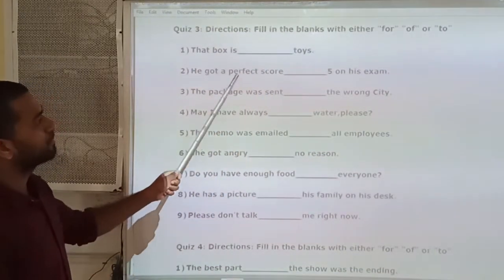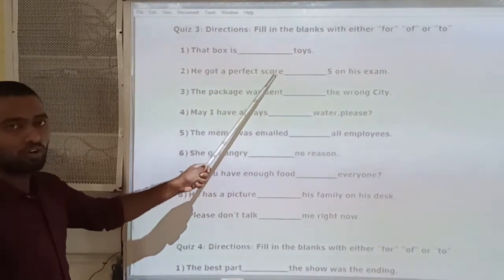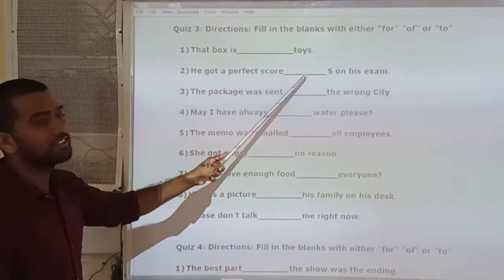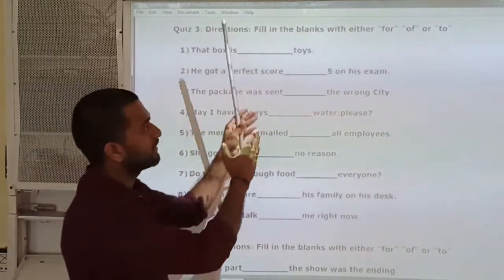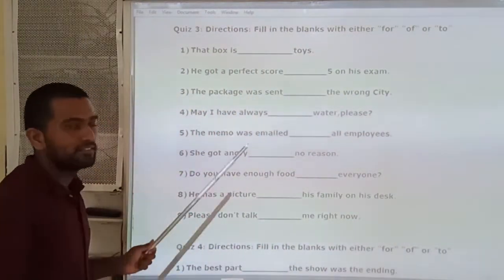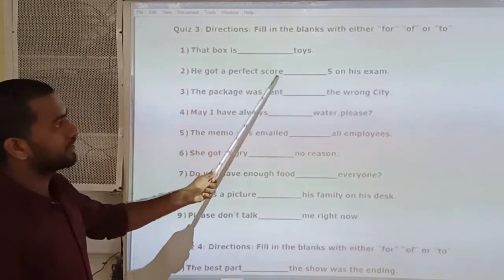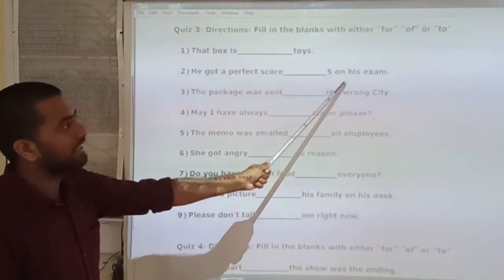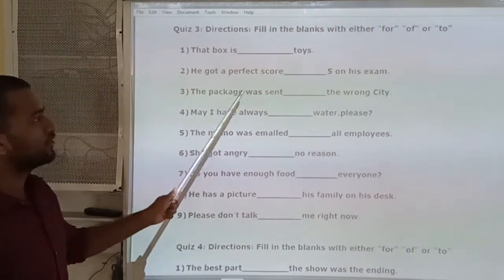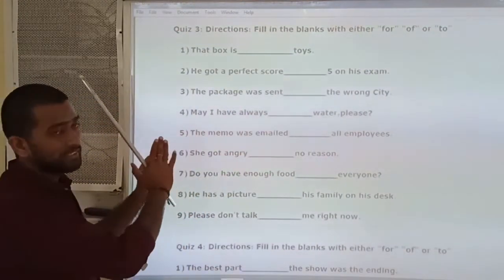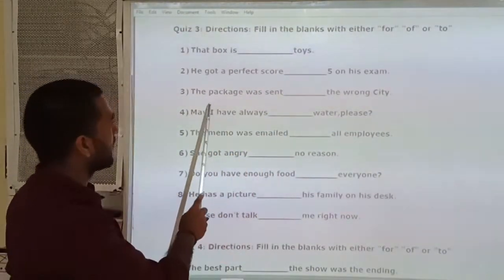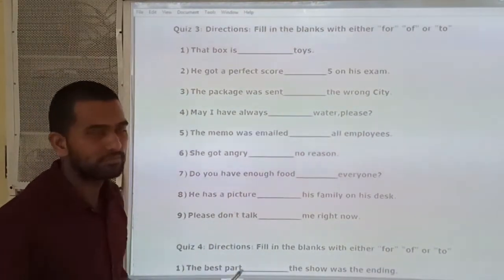Next, he got a perfect score dash 5 on his exam. Here it is a reference, or we can say it is related to, belonging to. So we use the preposition of. He got a perfect score of 5 on his exam. Okay. Next, the package was sent. See, there is a movement, so we use the preposition to. The package was sent to the wrong city.